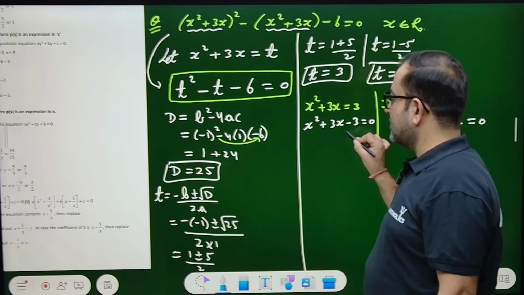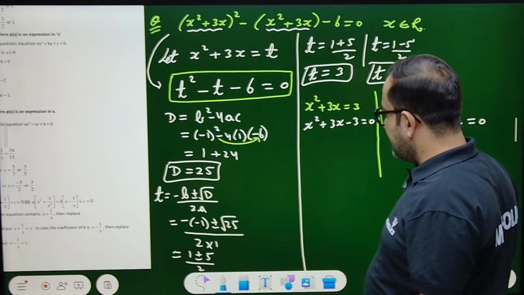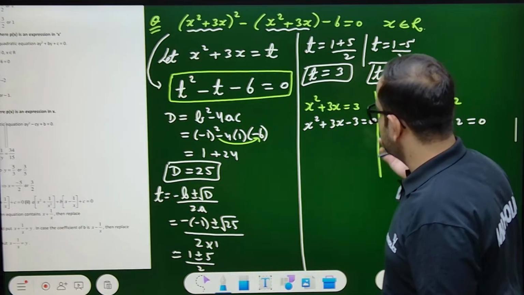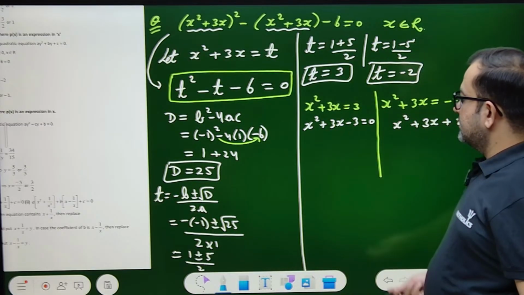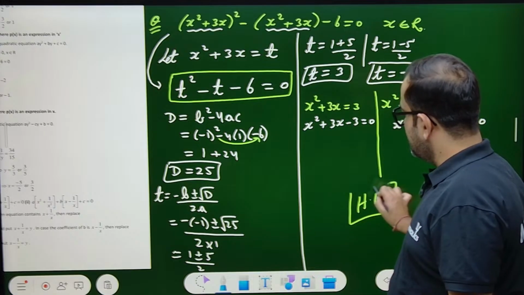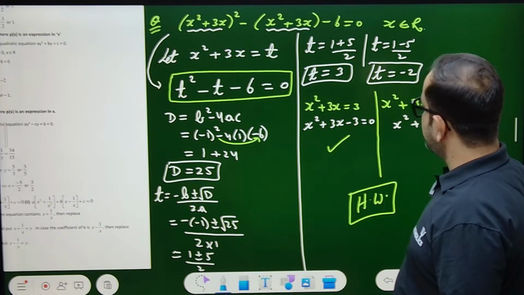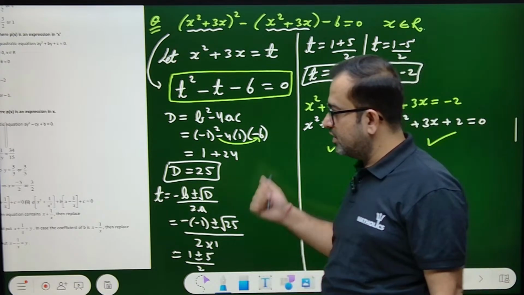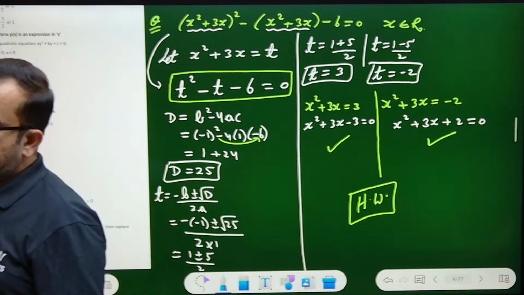So for this you'll again find D and find two values of x, two values of x, right? That will be homework for you. Copy this, and these two values will be homework. We'll talk tomorrow about this. Copy this, I'm giving you 1 or 2 minutes.